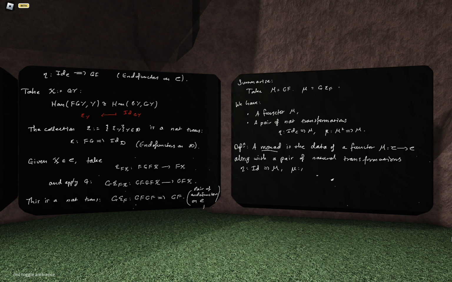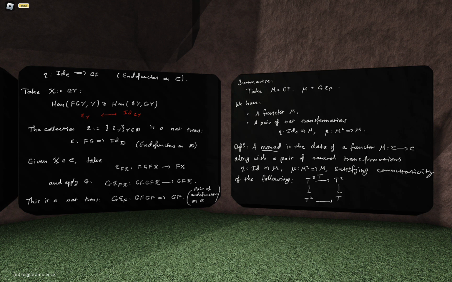Identity to M and mu from M squared to M. Thank you to the ghost who is erasing my pen drops. Satisfying commutativity of the following. And you want to think about these as multiplication and unitarity. So think of mu as a multiplication, think of eta as defining an identity, and then these conditions will tell you that they behave like such.